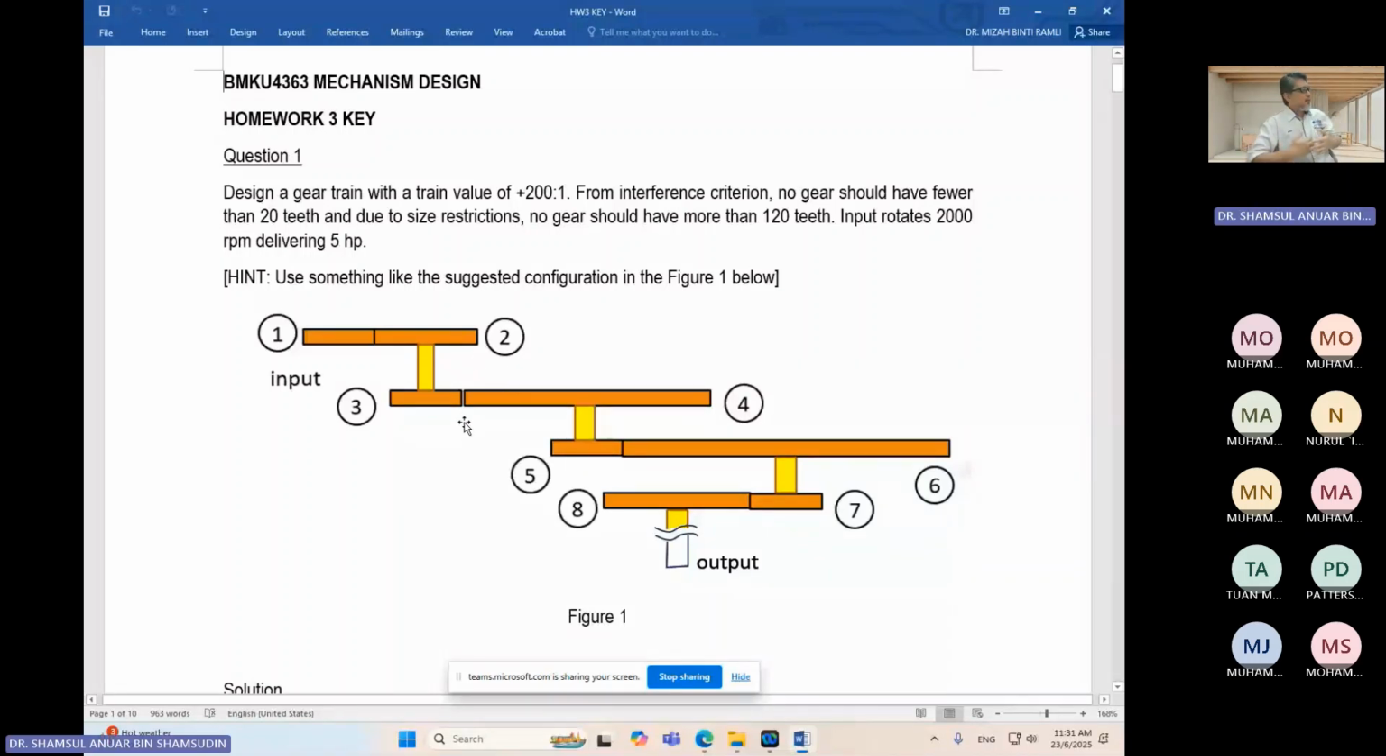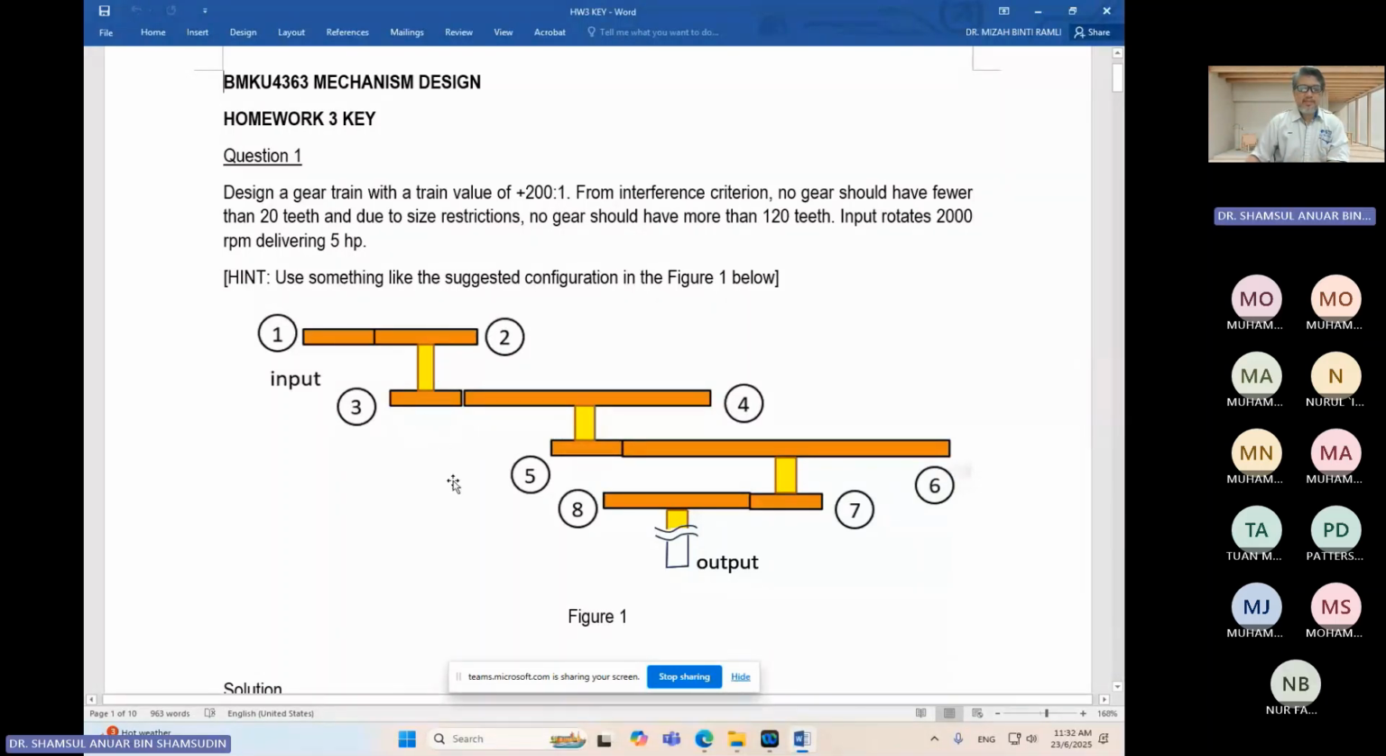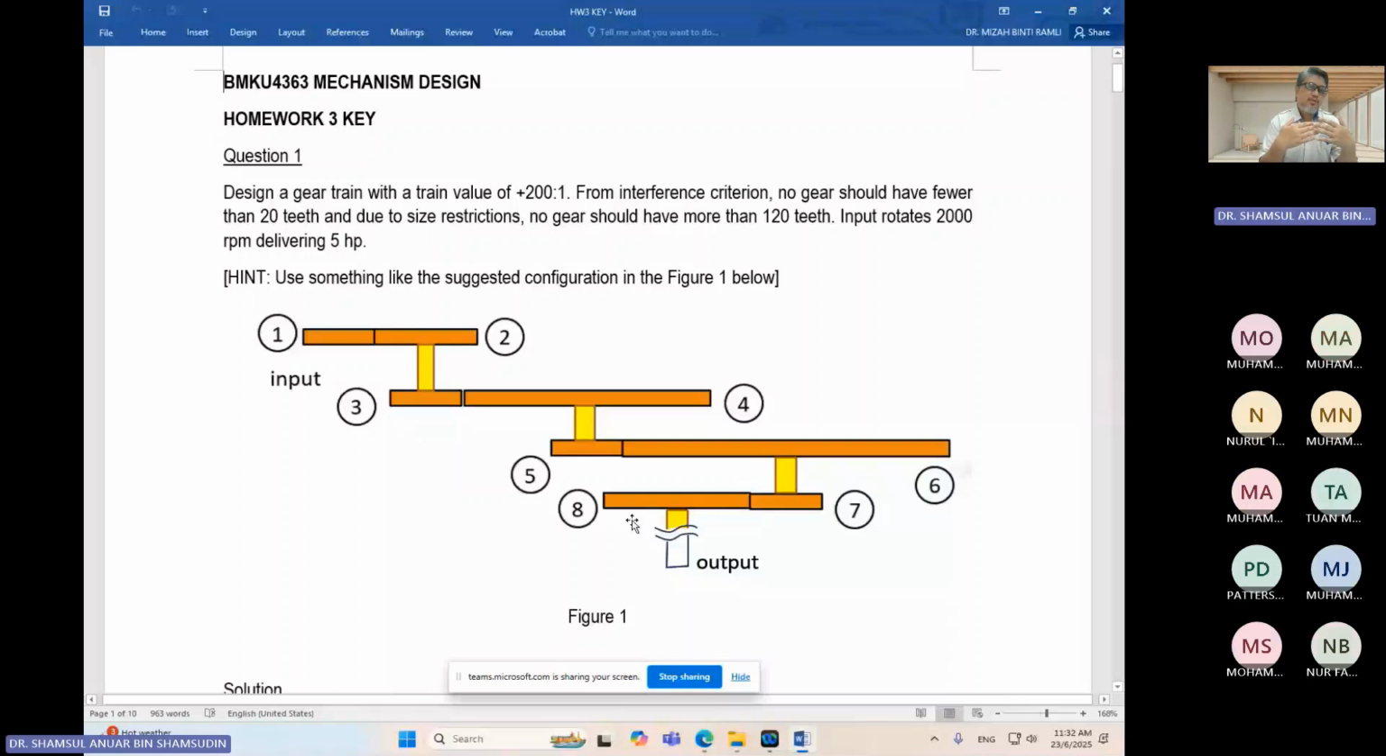Apa kebaikannya kalau kita buat compound? If you have a series or simple gear train, everything needs to have the same diametral pitch. So that thing will be very large, dia akan memanjang ke sini. But if we have many stages like this, we can have different diametral pitches, so we can control the size as well. We can try to make it as compact as possible, because jarak dia tidak melebar secara horizontal. Alright, so that's the situation.